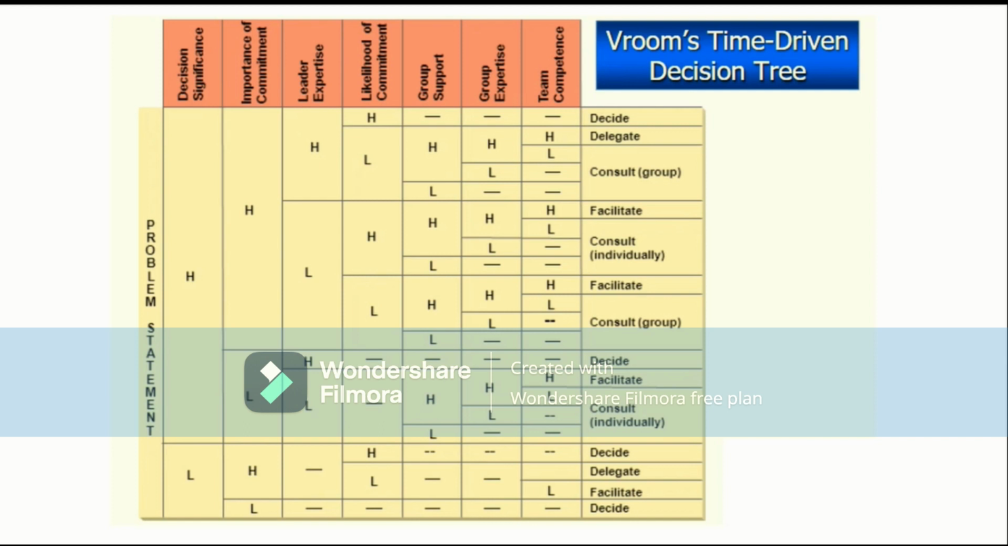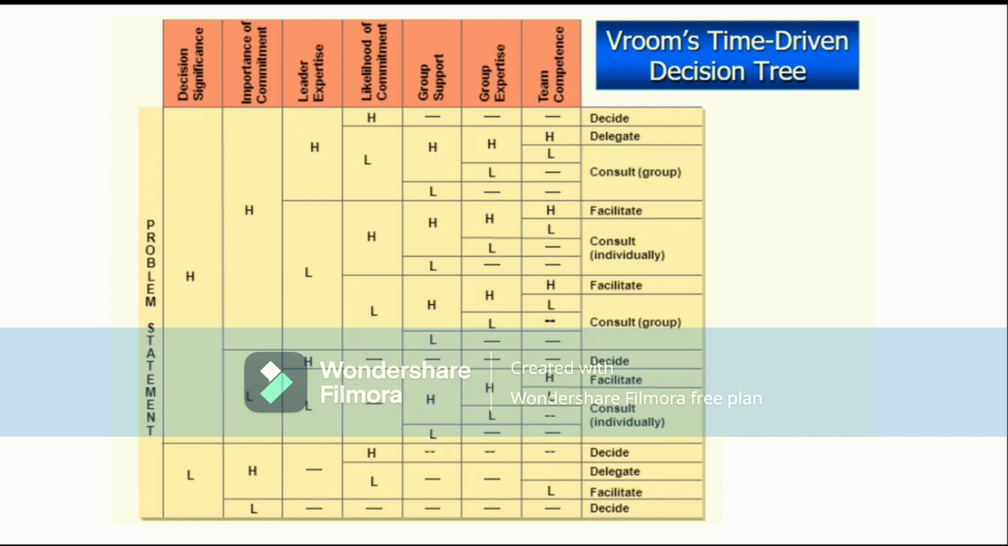And if the decision significance is high and the importance of commitment is high, but the leader expertise is low, and the likelihood of commitment is high with high group support, high expertise, and high team competence, the leadership style will be facilitate. And if the case is opposite, the group support is low, the group expertise is not available, and team competence is not there, then the leader will consult individually. Okay? Then in a case where the significance is high and importance of commitment is low, leader expertise is low, and the group support, group expertise, and team competence are high, the leader will facilitate the decision.